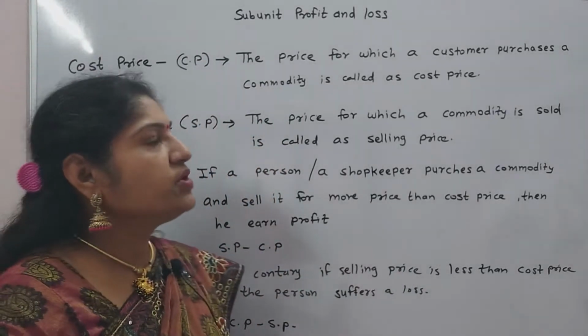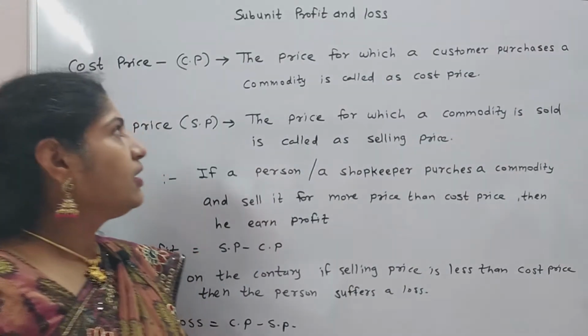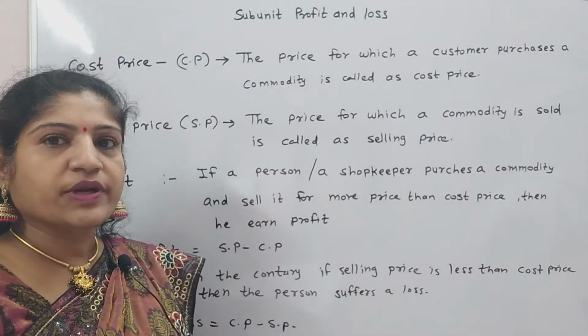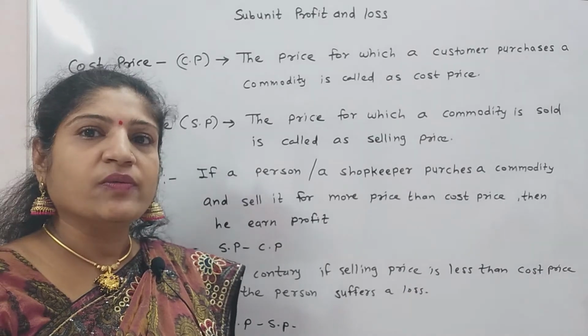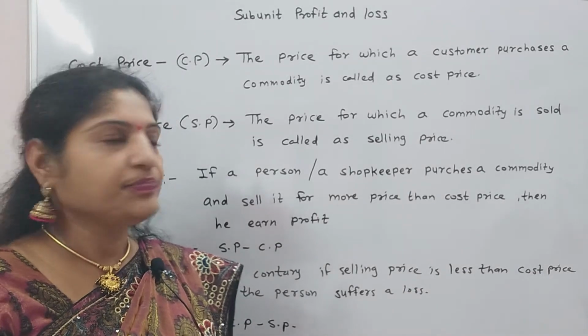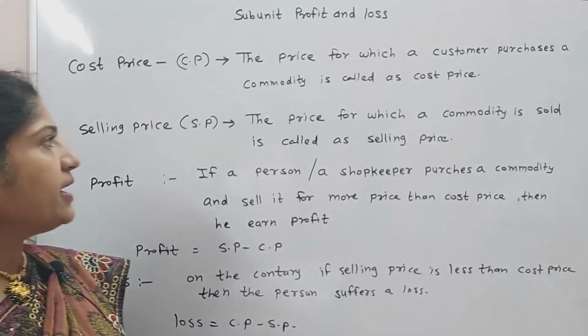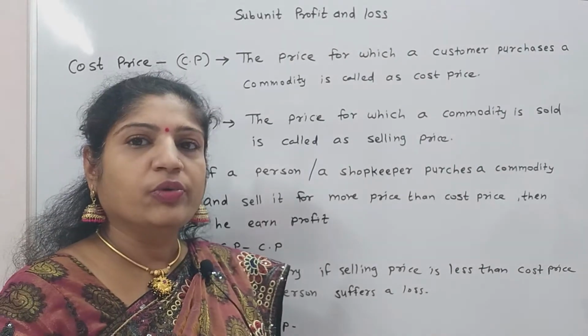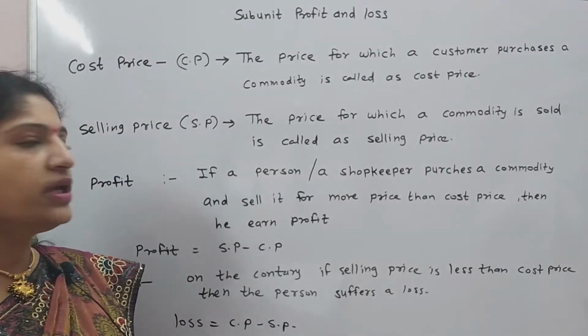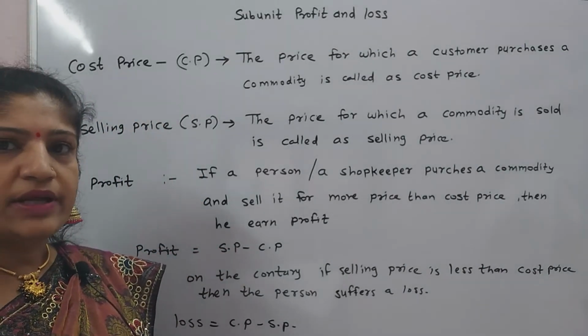The price for which a customer purchases a commodity is called the cost price, and cost price is always less than the printed price. Number two, selling price. The price for which the commodity is sold is called the selling price.